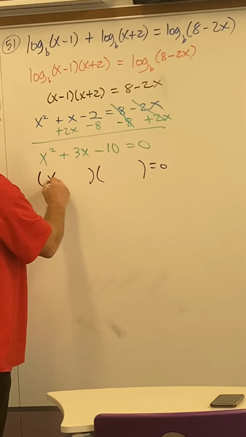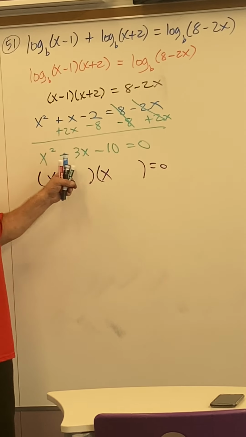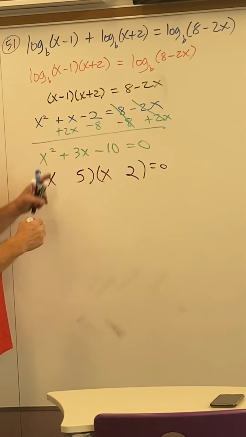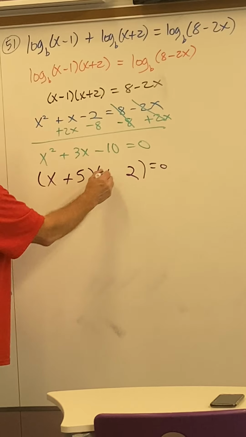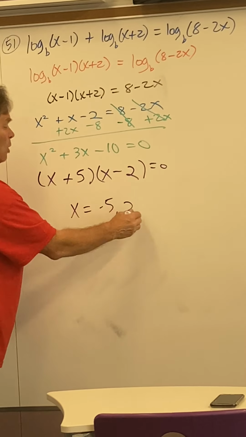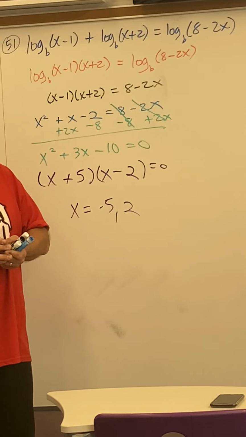Let's see. X. Can I find two things that multiply to be 10 and subtract to be 3? I know. 5 and 2. Different signs, bigger one plus. This must be plus, this must be minus. So x is negative 5 and 2, which again are my potential solutions.